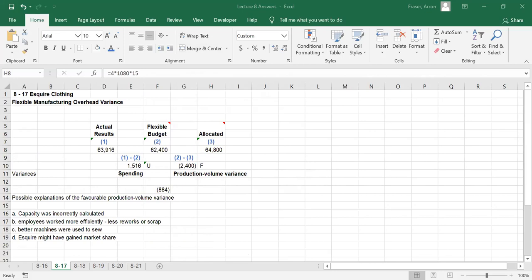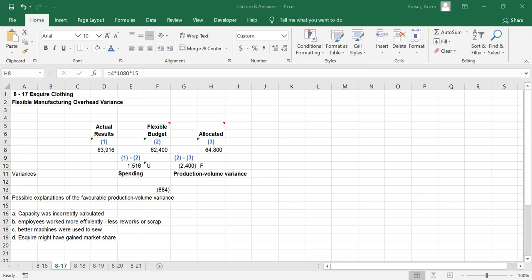8.17, which is a continuation of 8.16, says that Esquire Clothing allocates fixed manufacturing overhead to each suit using the budgeted direct manufacturing labor hour per suit. It says data pertaining to fixed manufacturing overhead costs for June 2014 are budgeted $62,400 and actual $63,916. Right. So right away, when you look at the figures that they've given you here, you should have a sense of what is going on.